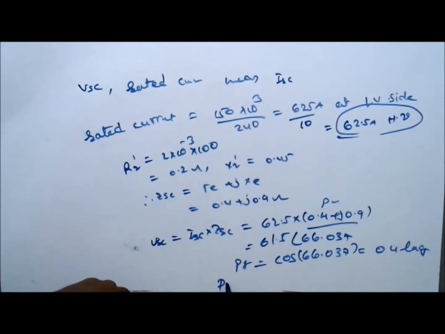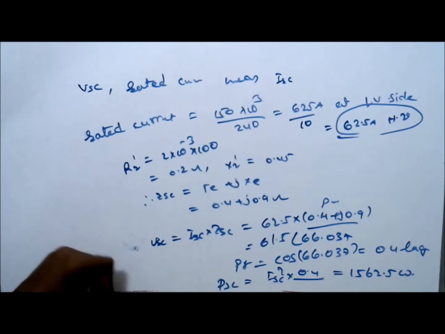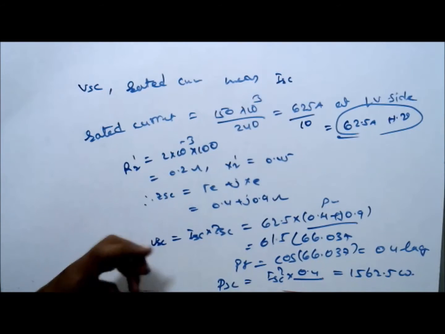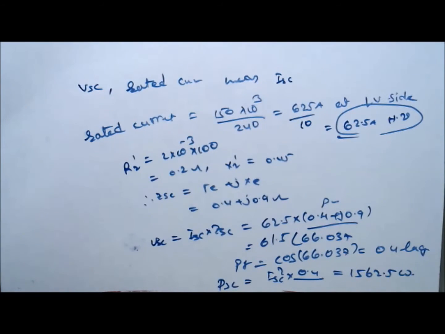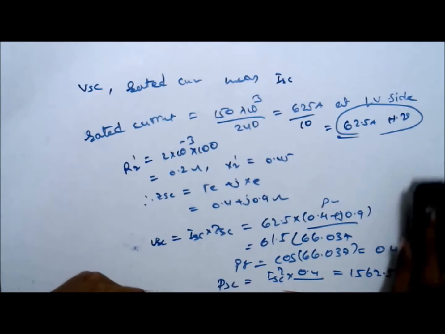So power PSC is equal to ISC square into 0.4, this is the resistance, that is equal to 1562.5 watts. This is all about problem 1. Okay, come to the second problem.